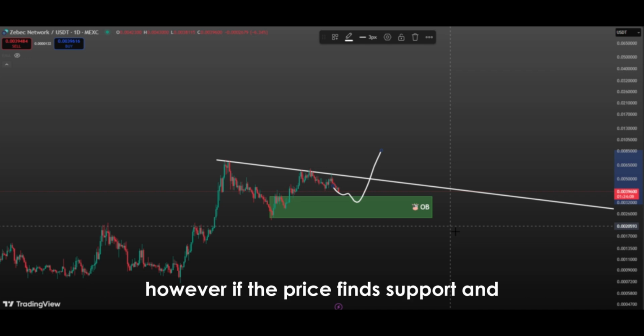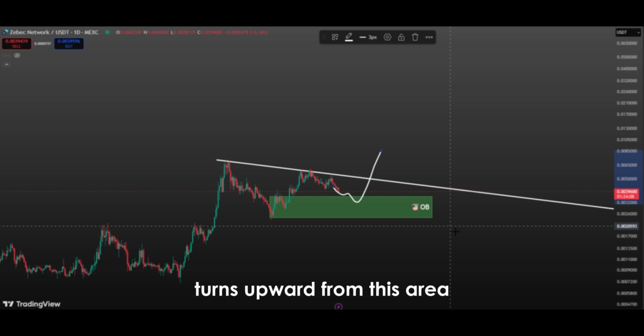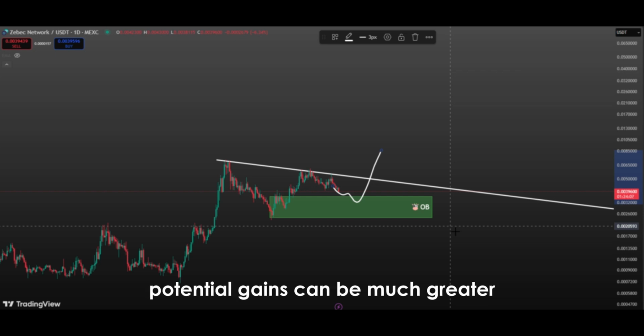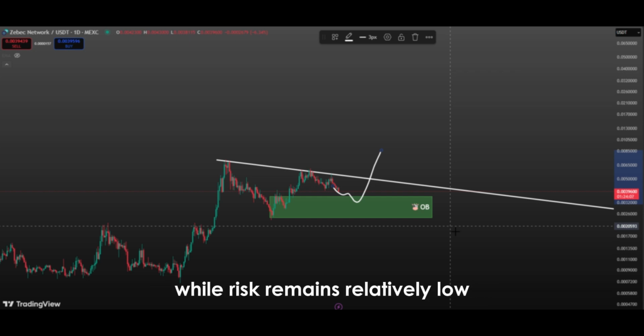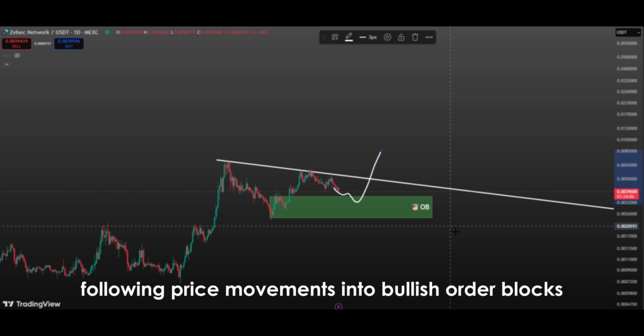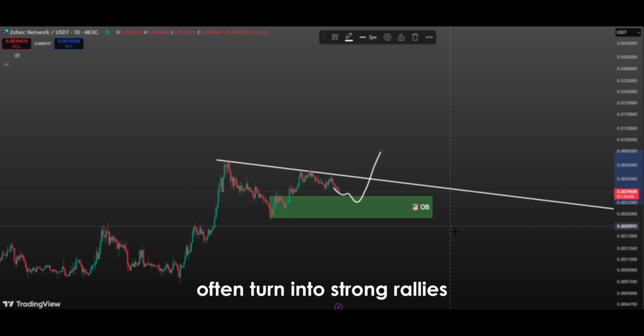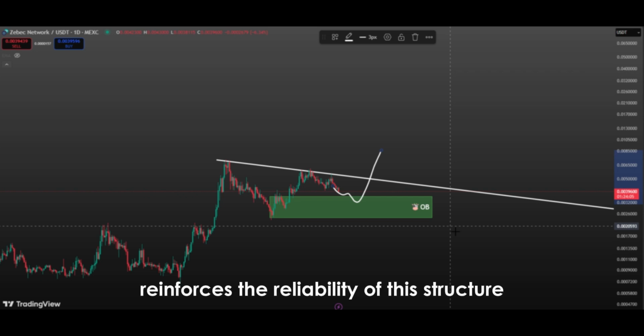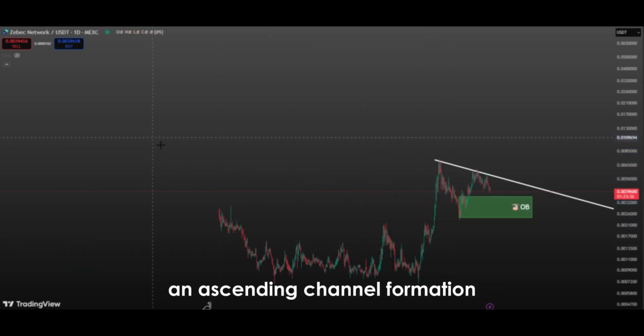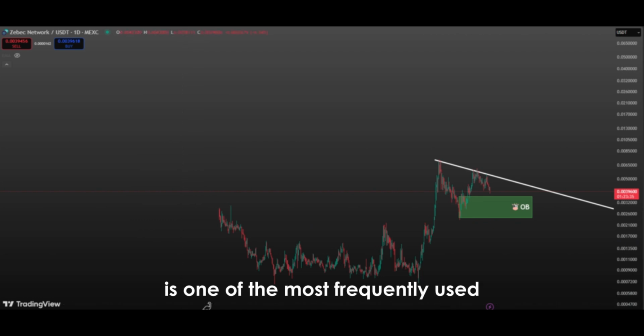However, if the price finds support and turns upward from this area, potential gains can be much greater while risk remains relatively low. This offers an extremely attractive risk-to-reward scenario for investors. Furthermore, the fact that bounces following price movements into bullish order blocks often turn into strong rallies reinforces the reliability of this structure.